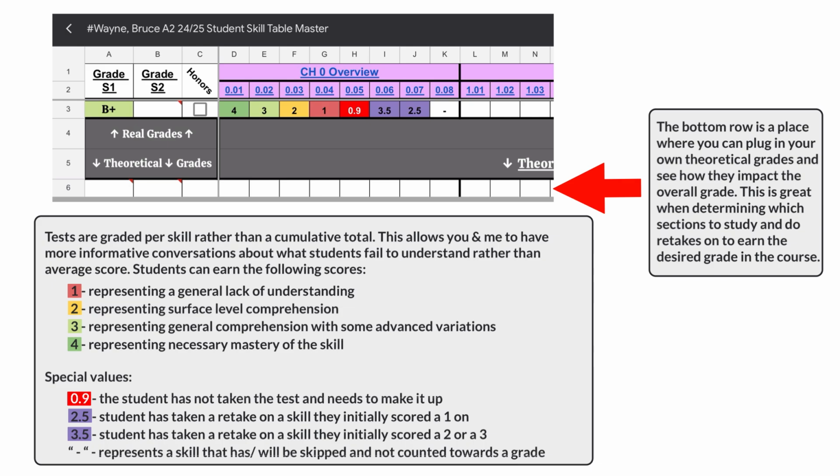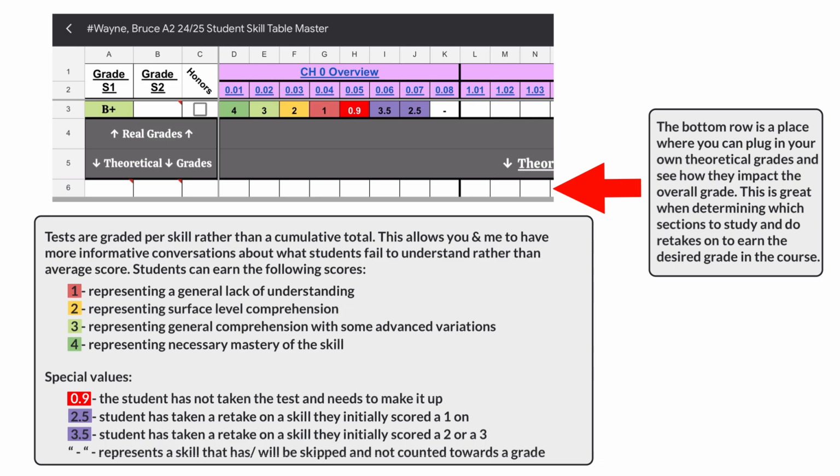So now that we have an understanding of what this top section of the skill table roughly represents, these being the semester 1 and semester 2 grades, and these sections being the chapters of material that we go over in the course, I now want to go over what the scores mean. The 4, 3, 2, 1, 0.9, 3.5, and 2.5, and the dash that you see in the row right below it that are color coded.